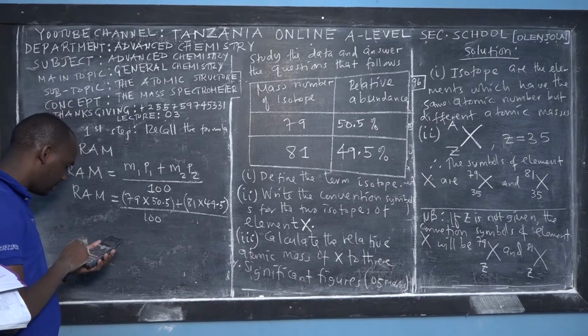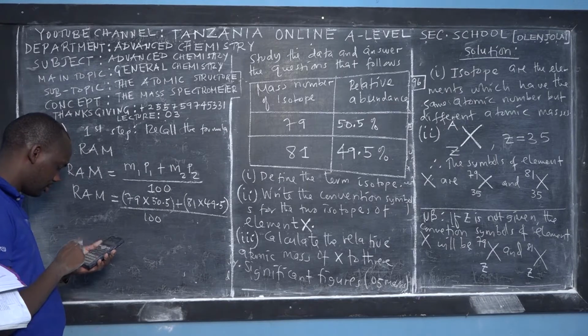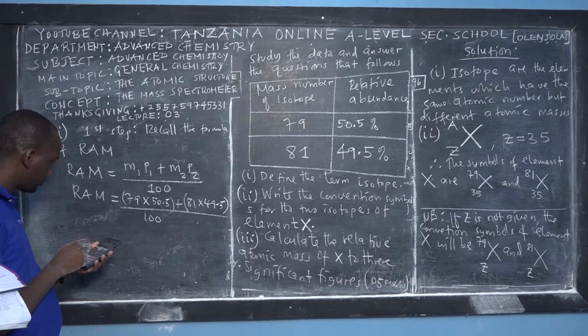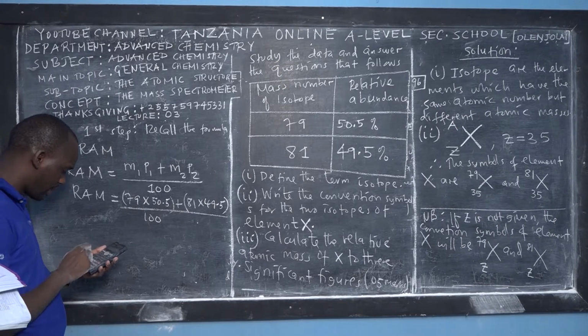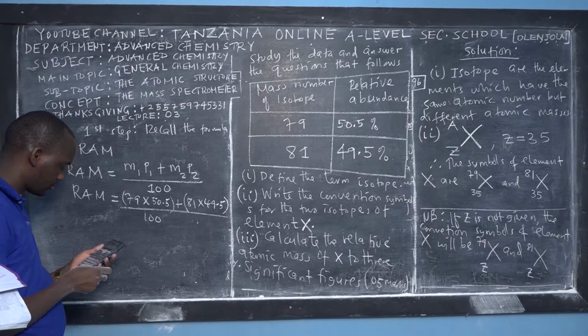So you have first 79 times 50.5. Then you have 81 times 49.5, and then divided by 100.